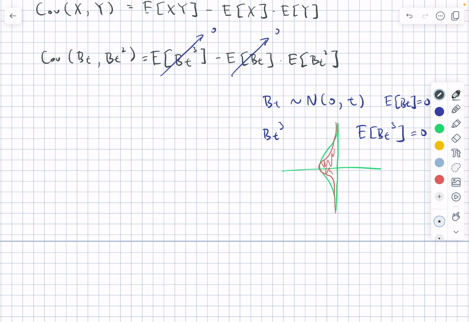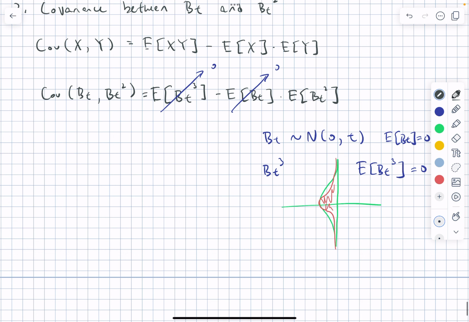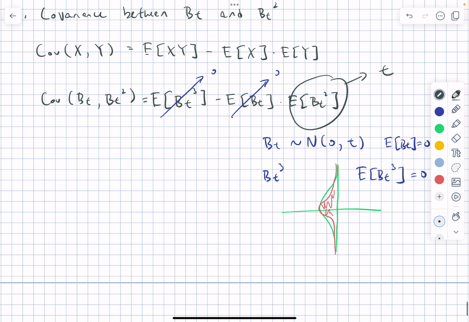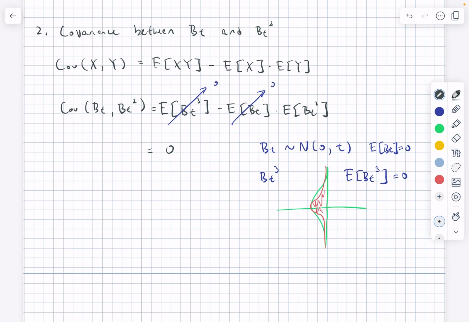So it doesn't matter what the expected value of Bt squared is. This is actually going to be equal to t, but calculating that is beyond the scope of this video. It requires some calculus. So the covariance is actually just 0 subtracted by 0, so that is just 0. So the covariance between Bt and Bt squared is 0.